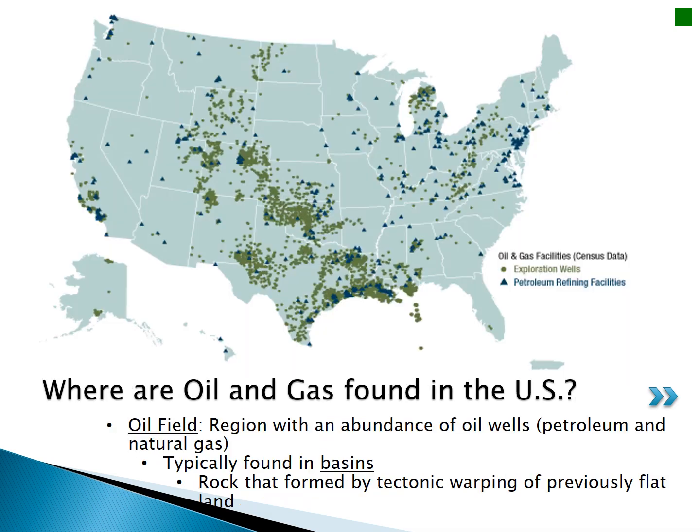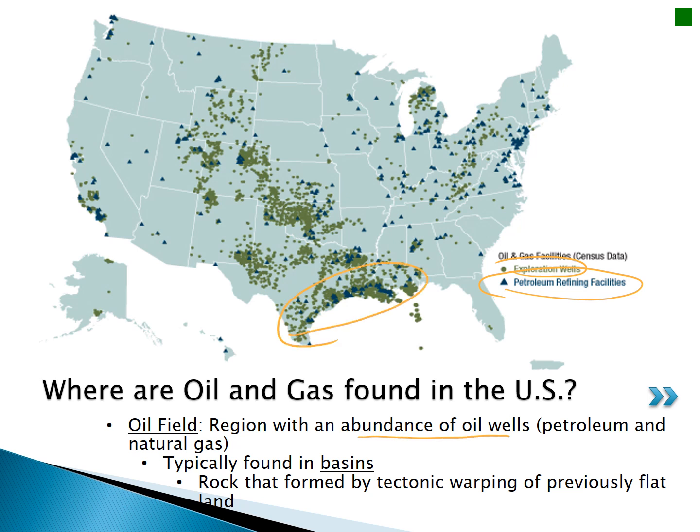So looking at this graph, what it does is show the current exploration wells and the refineries. When you take out oil, that's where you explore. You'll take out the oil, and then you'll have to refine it, meaning you'll have to turn it into something usable. You don't get it out and it's automatically gasoline off of the ground. You're going to have to actually refine it to make it into the gasoline that we can then use in our cars. Okay, but an oil field is a region where an abundance of oil wells are actually found.